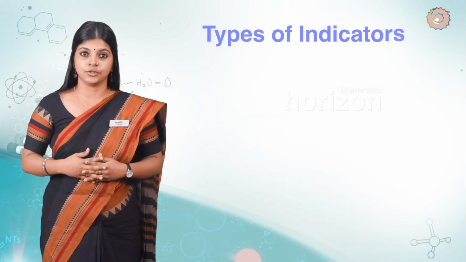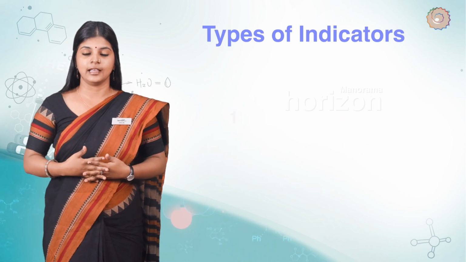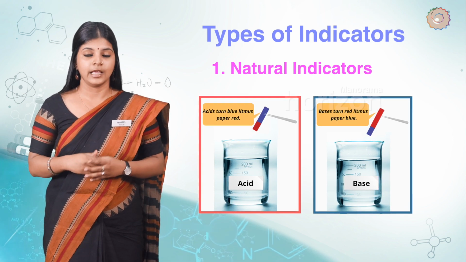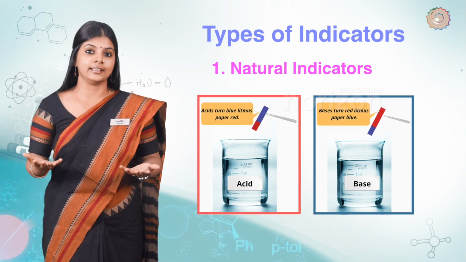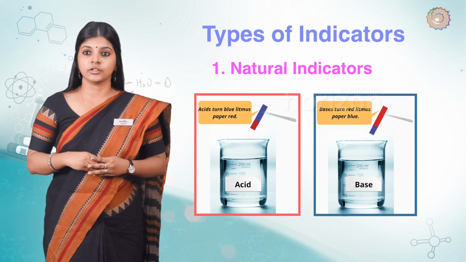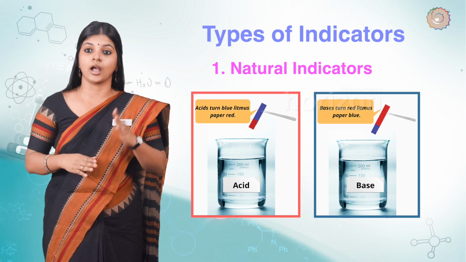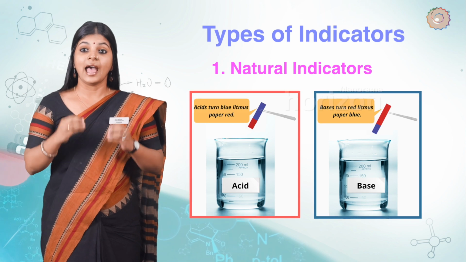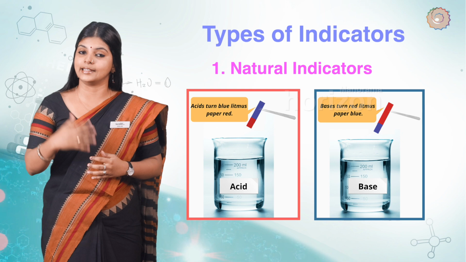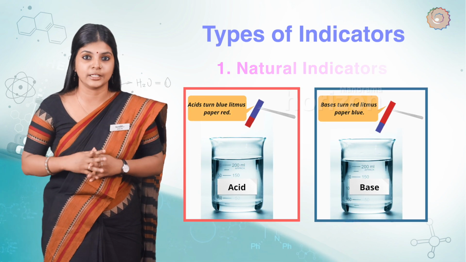Indicators are of several types. You have the natural indicators, the synthetic indicators, olfactory indicators. Natural indicators, as the name suggests, are obtained from natural sources. Examples include turmeric, red cabbage, China rose, etc. Litmus is also a natural indicator which is obtained from lichens. Litmus is obtained in two colors. You have the red litmus and the blue litmus. An acid turns blue litmus red, whereas a base turns red litmus blue, and that's how you identify an acid and a base using litmus paper.